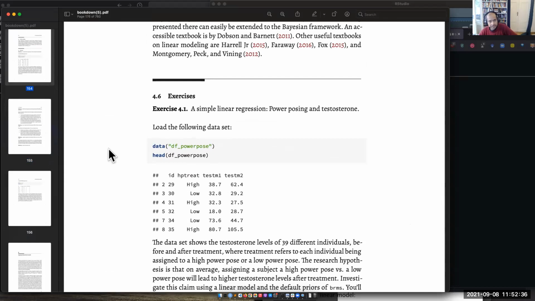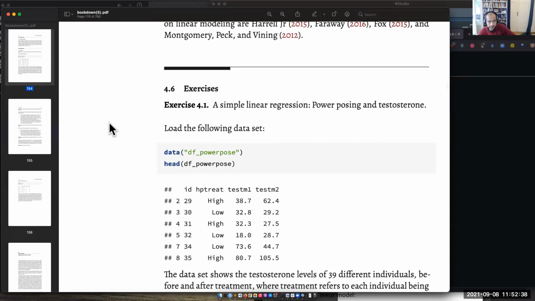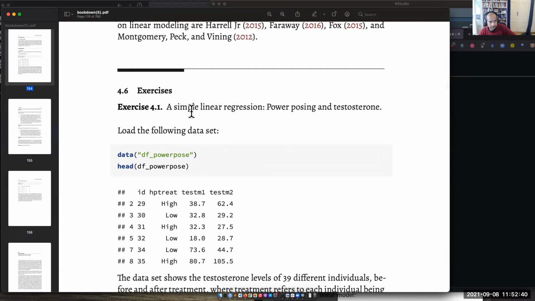So this is a very special problem because in this particular research problem, I happen to know absolutely nothing about the problem. I have no expertise whatsoever, right? So it's a good example of how to start with such an issue. So the research problem involves a simple linear regression, right? And I don't know if you guys are all familiar with this famous paper. This is a paper on power posing and testosterone levels. Do you know this, right?